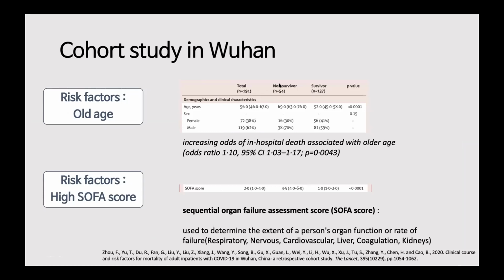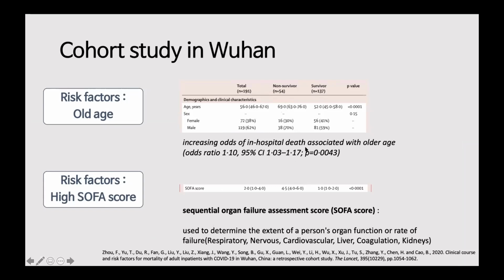So they first found out that old age is a major cause. You can see here that from the non-survivors, the mean average age is 69. However, in the survivors, it's only 52. So increasing odds of death is caused by an older age.